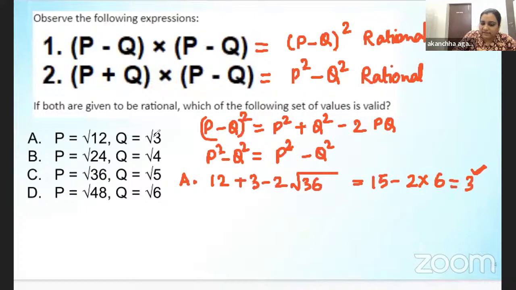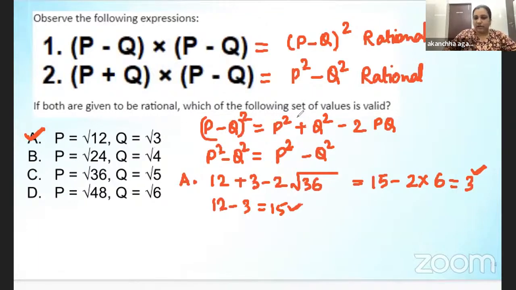Now let us check with the same values the second condition, which is P square, that is root 12 square, minus root 3 square, which is equal to 15. So it is also fine, right? So we were lucky enough to get option A as the one which says that both P and Q, root 12 and root 3, will satisfy both the conditions.